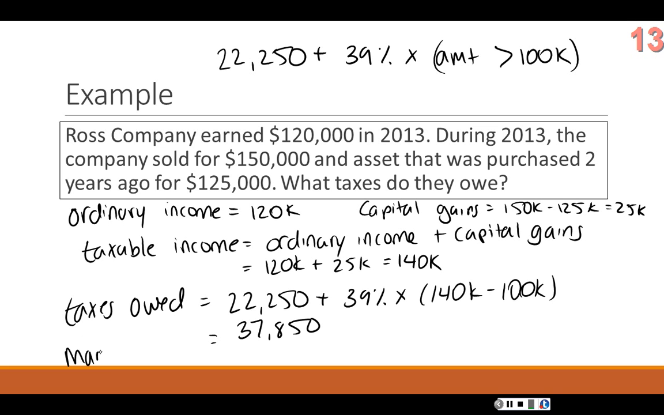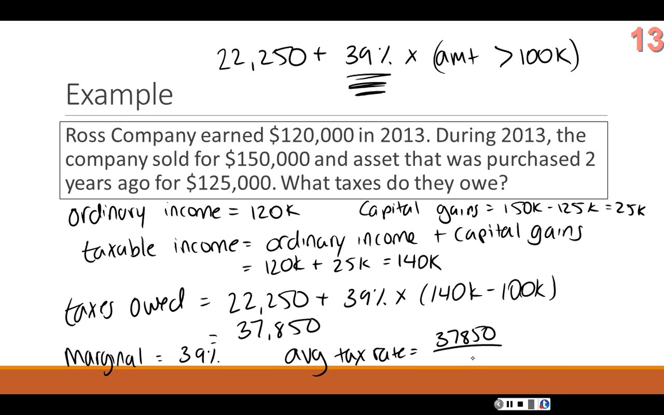Their marginal tax rate, to determine that, all we have to do is look at the equation on the corporate tax rate schedule, and you'll see that the marginal tax rate here is 39%. So their next dollar of earnings would be taxed at 39%. The average tax rate is equal to $37,850 divided by their taxable income of $140,000. And that's 27%.